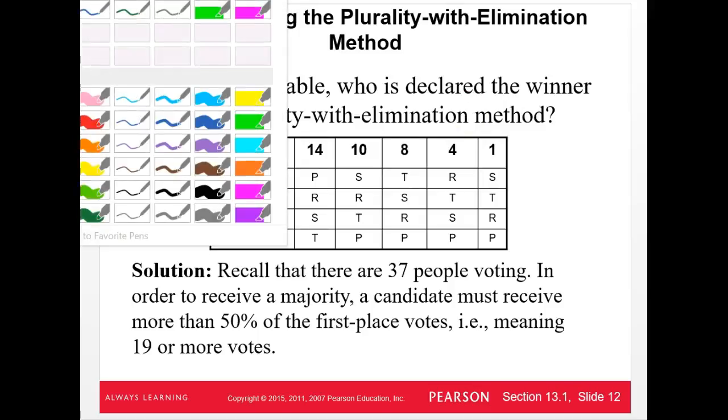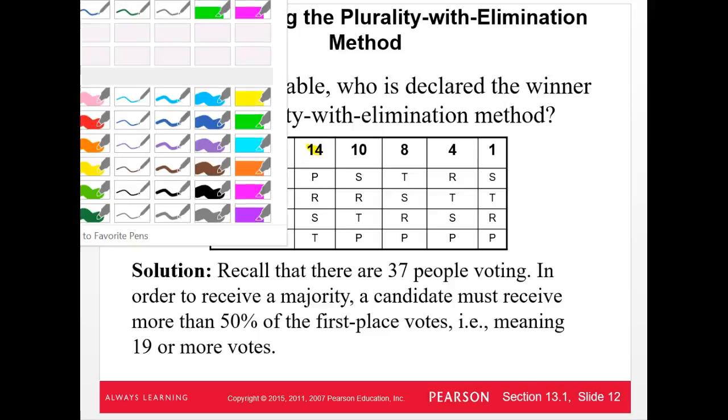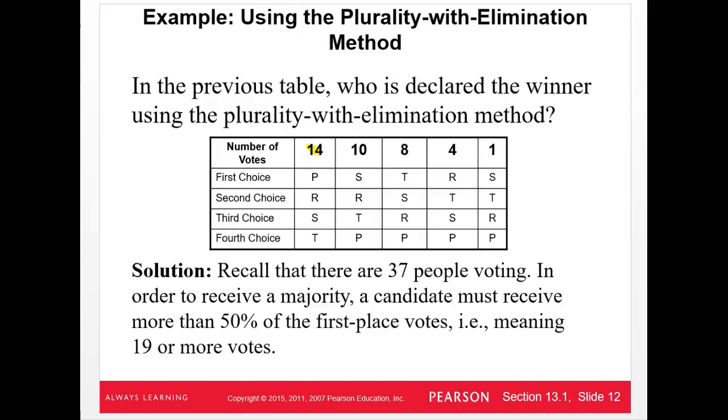When Paul won the first time, he had 14. Well, 14 is not a majority of 37. If you took 37 and divided it in half, you get 18 and a half. So we need 19 votes for somebody to be the first choice for there to be a winner.